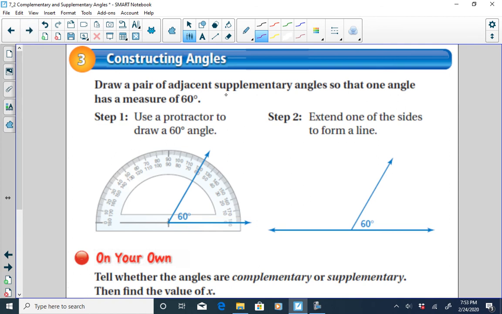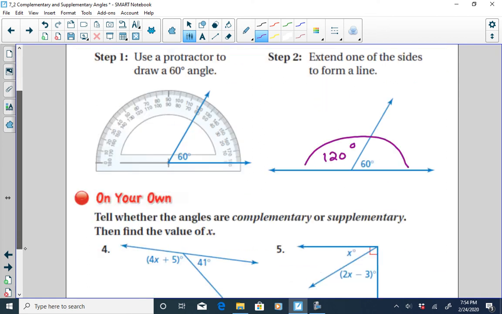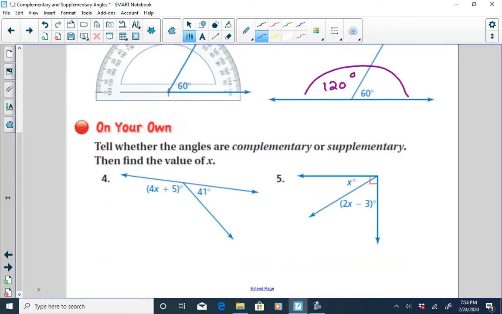Right here they talk about drawing a pair of supplementary angles, so that one angle has a measure of 60 degrees. And if you take a look at how to use the protractor, we draw a horizontal line here. We draw an angle that's 60 degrees, and then the other angle has to be 180 minus 60. So these two angles would be supplementary. One angle would be 60, the other angle would have to be 180 minus 60, which would be 120 degrees. Okay, let's continue with some examples.